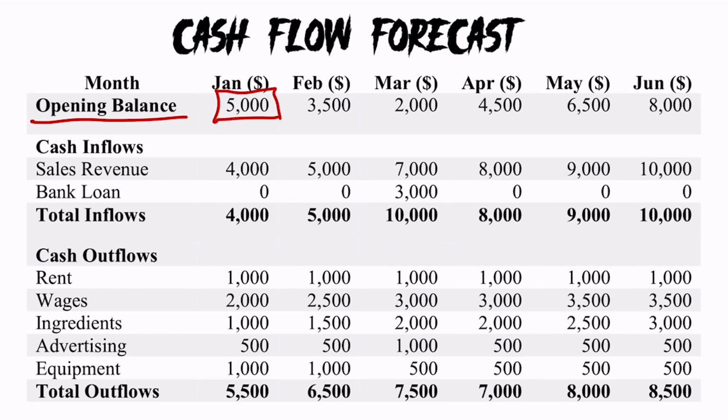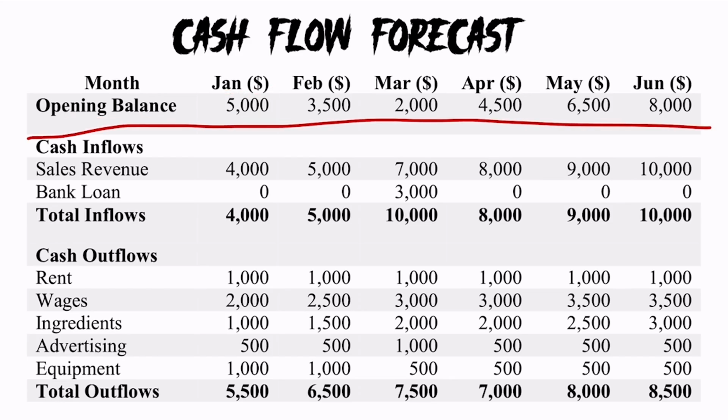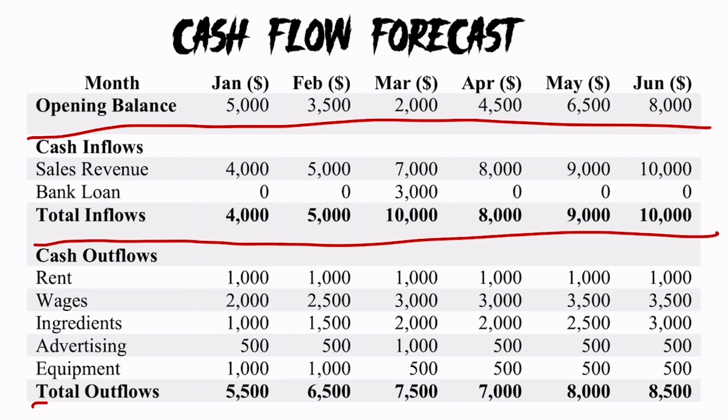So when you read a cash flow forecast, you should think about it in three parts. First, we have the opening balance. Then we have the total inflows. Then we have the total outflows down here. So let's take a look here. In January, we opened with $5,000. Now, if we take a look at the cash inflows right here, it says sales revenue, $4,000. So we had $4,000 of sales revenue. What does that give us? Well, 5 plus 4, that's 9.